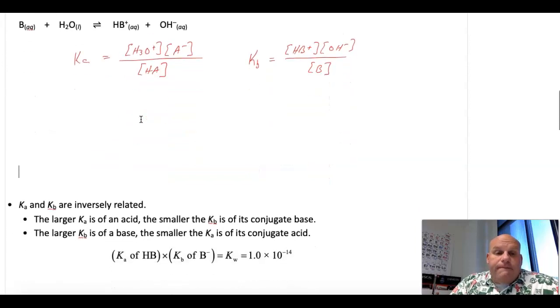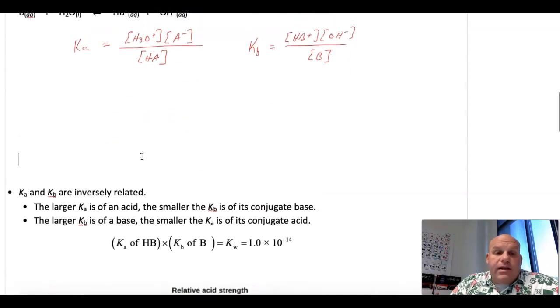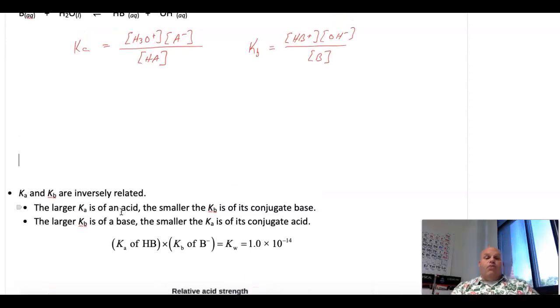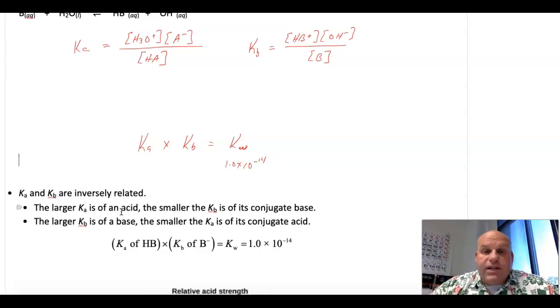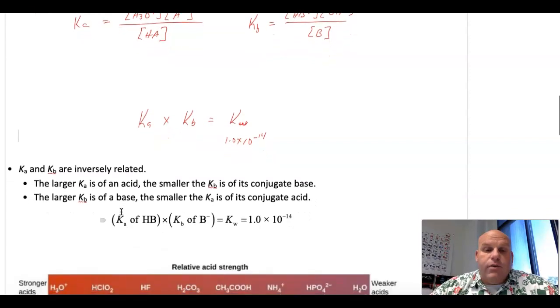Ka and Kb are inversely related. The larger the Ka of an acid, meaning the stronger the acid, the smaller the Kb of its conjugate base, meaning the weaker the base, and vice versa. And you can see here that Ka times Kb equals Kw. I'm going to write that again here. We know the value of Kw is 1.0 times 10 to the negative 14th. For a particular system, if I have a Ka, I can solve to get its Kb, or vice versa, because Ka times Kb equals Kw. That's a good relationship to make sure that we have in our notes.